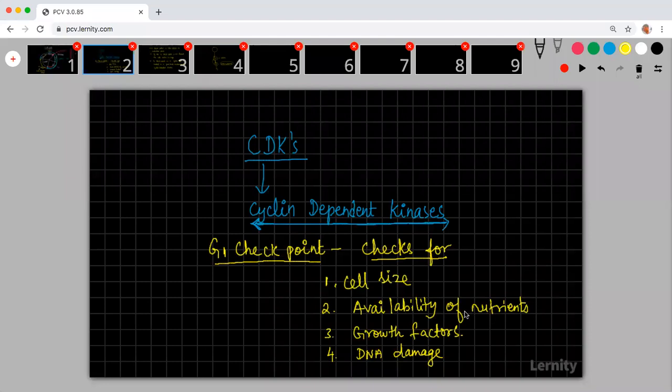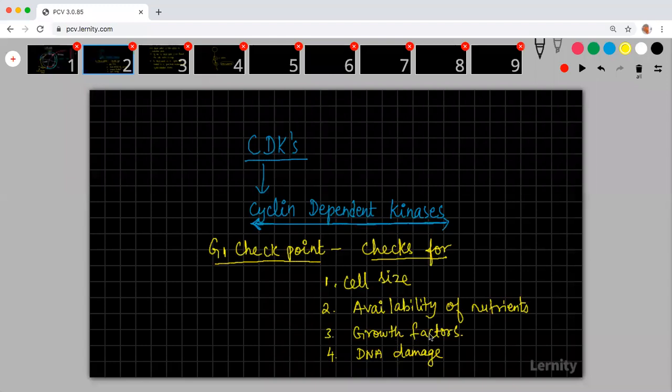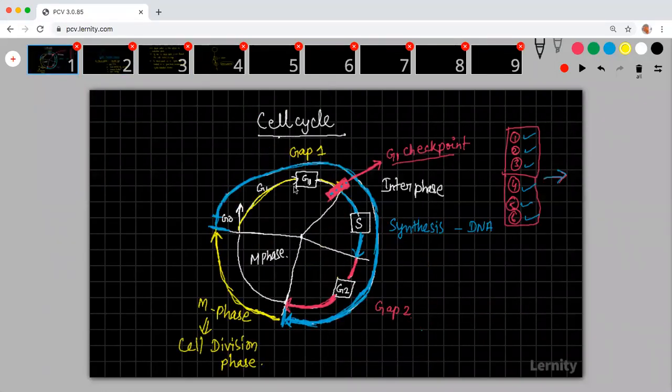And availability of nutrients. Now if nutrients are insufficient, then again it will not go from G1 to S. It will not proceed further. If the availability of nutrients is low, it comes back to G0. Okay, again growth factors, availability of growth factors. Suppose there is a growth factor problem, I mean something is lacking, then what will happen? Again, G1 will not be produced. It will be going back to the quiescent stage which is G0 stage.